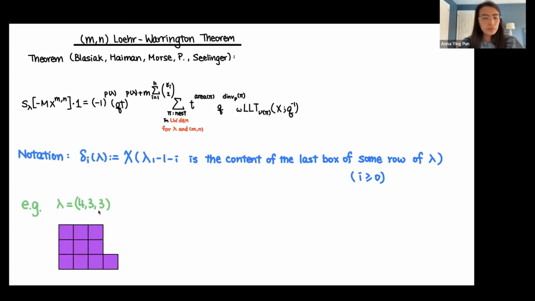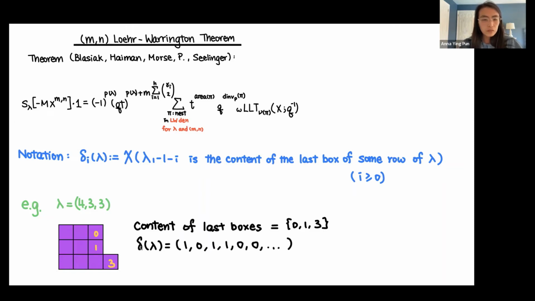Okay, so we have 4, 3, 3. All right. So what you do is, because it says the content of the last box, you just write down the content of the last box of each row. And the content of the last box of each row is 0, 1, and 3. So what is this delta of lambda? I claim that it is 1, 0, 1, 1, and then 0 afterwards. Why? We order i starting from 0.